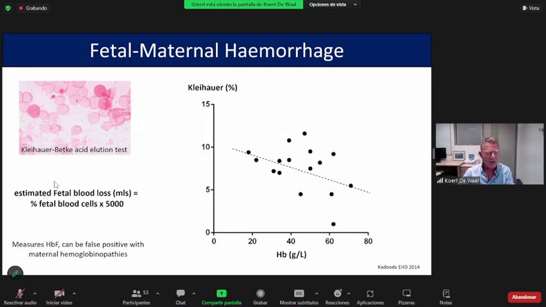There's one thing, and we had a case only 2 weeks ago. There was a big alarm. The Kleihauer was 20%, and everybody was up in arms. But actually, the baby came out in perfect condition with a perfect hemoglobin. So you have to realize this test can be false positive with maternal hemoglobinopathies. In some areas in the world, that might be quite common.